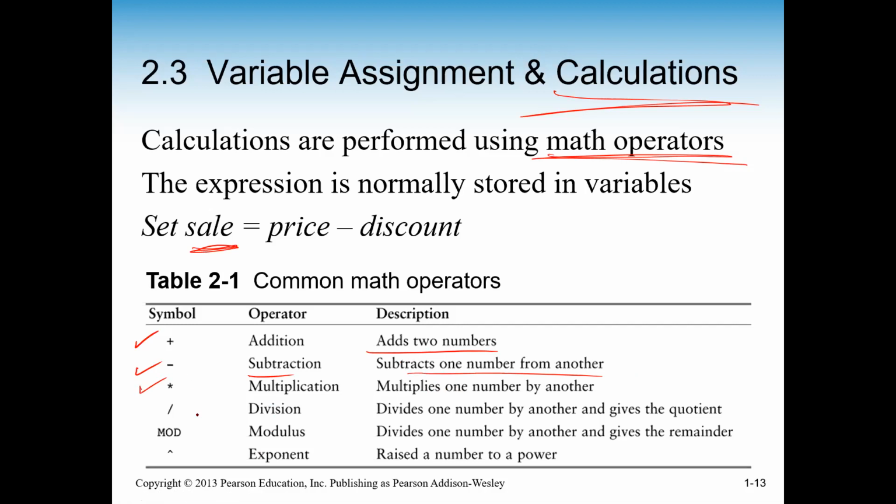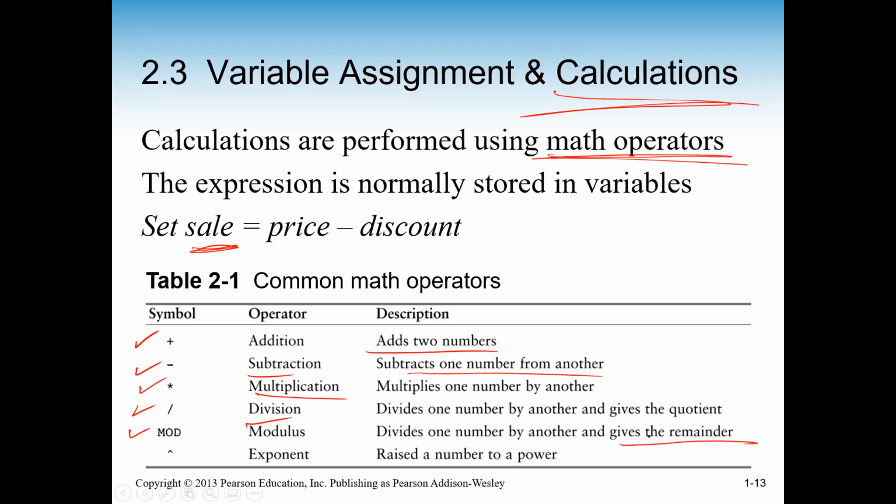Multiplication, notice it's an asterisk, multiplies one number by another number. And we have division. See that there, that's the symbol. It's forward slash. It divides one number by another and gives the quotient, right? Then we have the modulus operation. The modulus operation divides one number by another and gives the remainder.